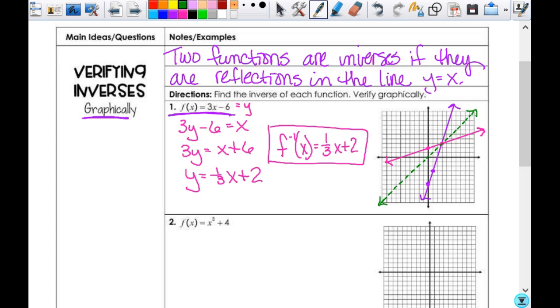Can you see that these are reflections of each other? And the two graphs and the line y equals x should all intersect at the same point, if it intersects that line. Sometimes it won't intersect the line y equals x, but it does here.